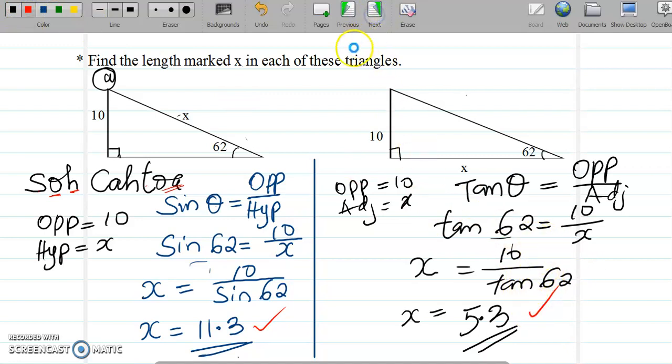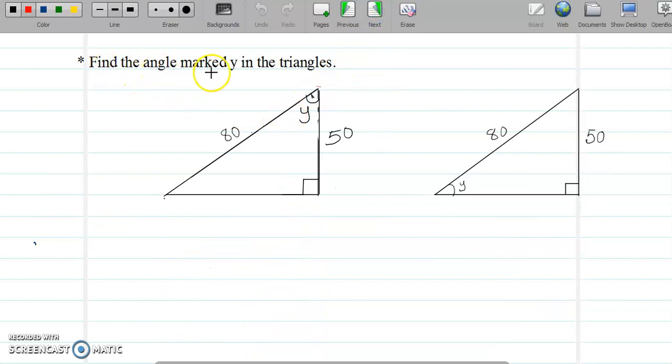Okay, one more example. Here, we are asked to find the angle marked Y in the triangle. This is A, this is B. But before I start, I first have to bring out my SOHCAHTOA tool. This is O. Now from the first one, this is the angle, so here will be the opposite. This is the angle 90, that means here is the longest side, opposite to this angle. Here will be my hypotenuse, while the leftover gives us the adjacent.